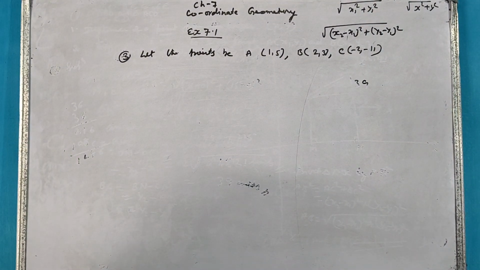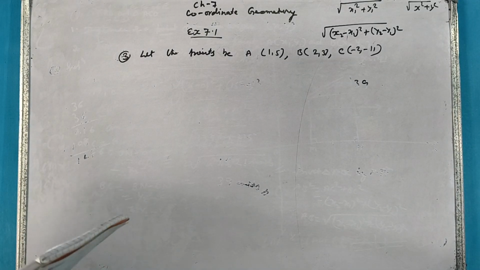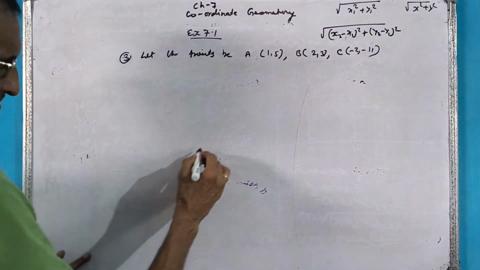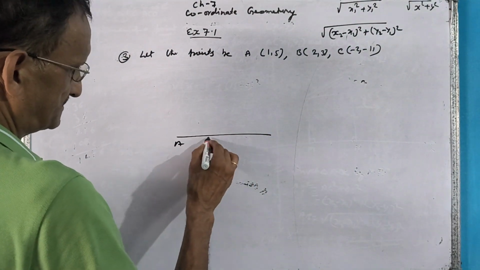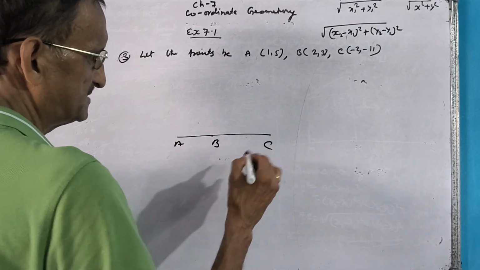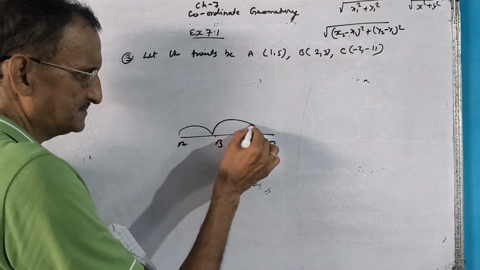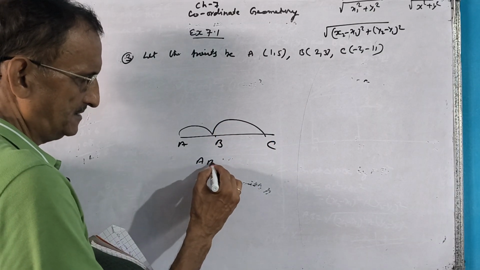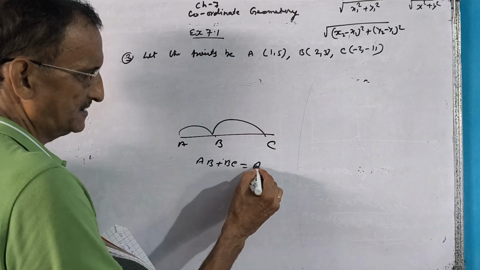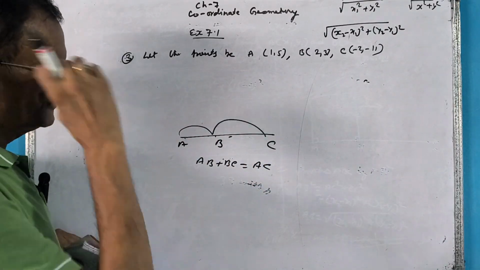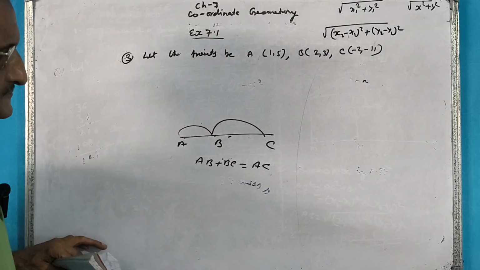See, the concept is: under what condition will the points be collinear? Let us see on what condition the 3 points A, B, C will be collinear. If AB plus BC equals AC, then the points will lie on the same line. So we will use this concept only.